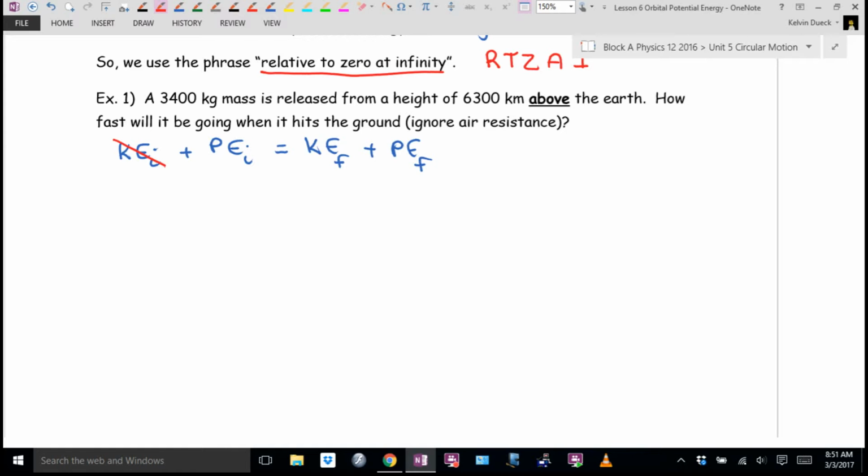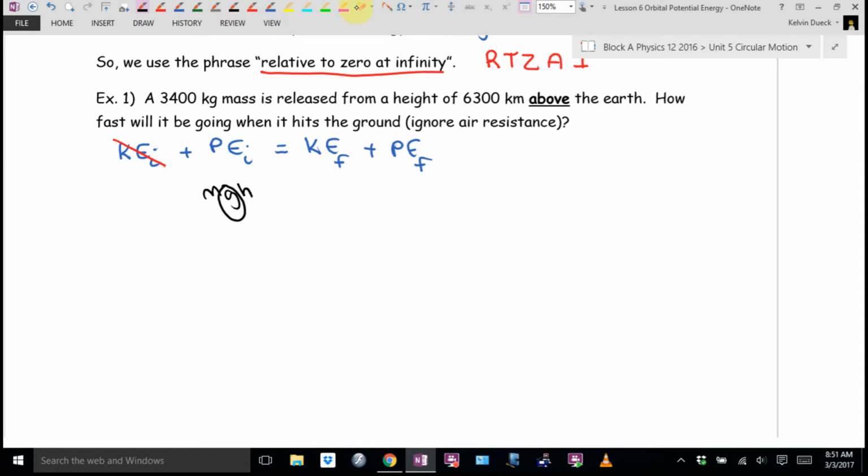The most common mistake, and unfortunately, folks, I'll give you 0 for the rest of the question. Don't write this down. Why can't I use 9.8? Because up there, g is not 9.8. It's smaller. In fact, g will be constantly changing as this object falls.